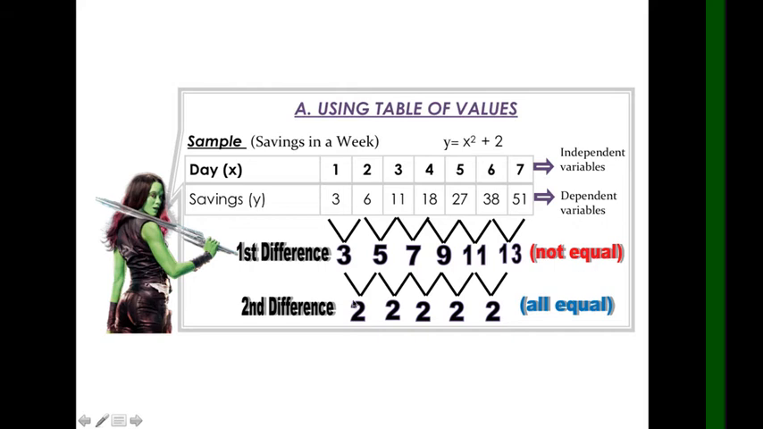They are not equal. But for the second difference, we have 3 minus 5 is 2. 5 minus 7 is 2. 7 minus 9 is 2. 9 minus 11 is 2. And 11 minus 13 is 2. So all are equal. Using a table, we can represent a quadratic function.